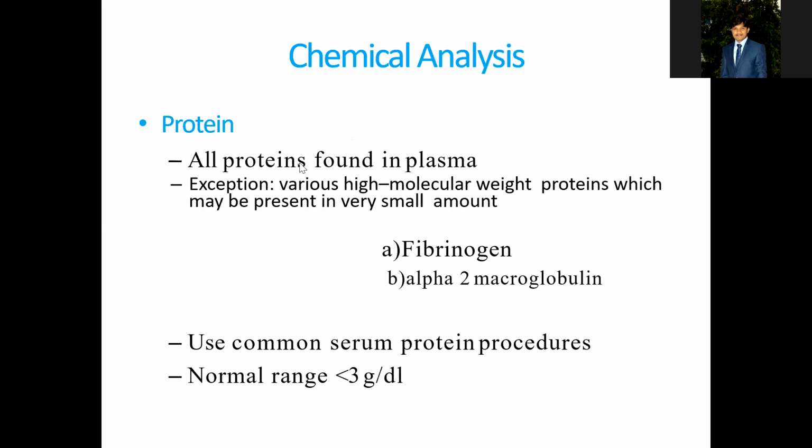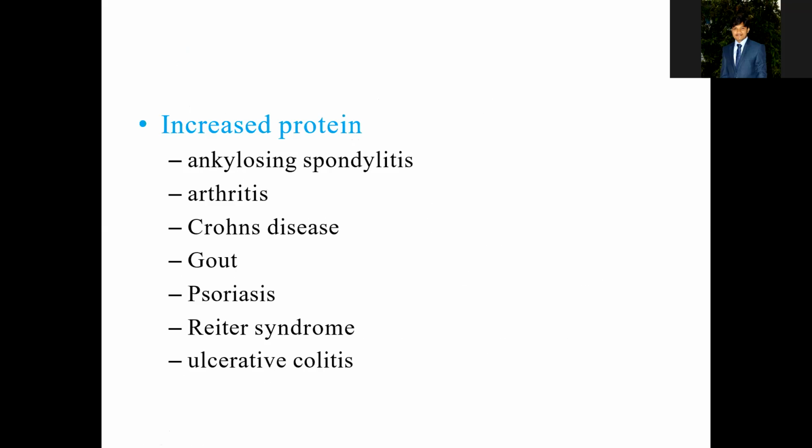Proteins are usually found in the plasma, with some amount of fibrinogen and alpha-2 and beta-2 macroglobulins present in the synovial fluid. The normal range of protein is less than 3 grams per deciliter. Increased protein is found in ankylosing spondylitis, arthritis, Crohn's disease, psoriatic arthritis, Reiter syndrome, and ulcerative colitis.